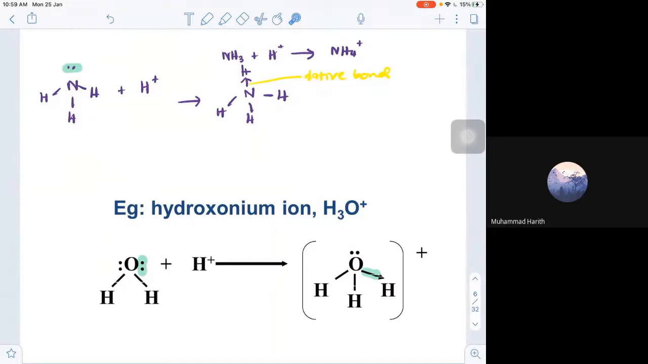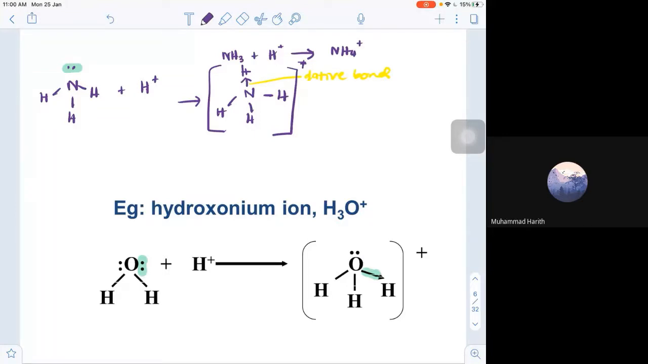Then don't forget that this is a polyatomic ion. They are ions, so you have to put them in brackets with the positive charge. So the ion must be in brackets, with the charge outside.